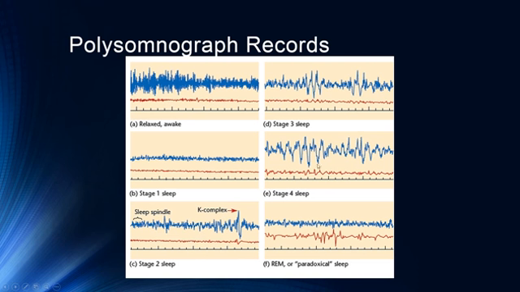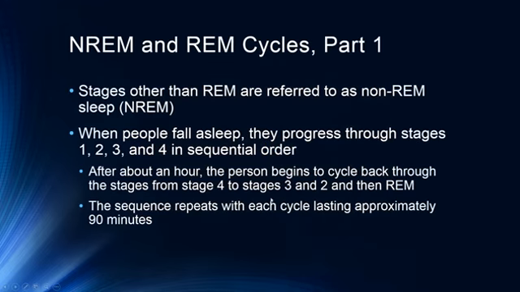activity. Then when we get into REM, or paradoxical sleep, you can see it looks a lot more like stage 1 sleep, and of course this is where we start getting rapid eye movements as well. So stages other than REM are really just referred to as non-REM sleep. When we fall asleep, we progress through stages 1, 2, 3, and 4 in sequential order.